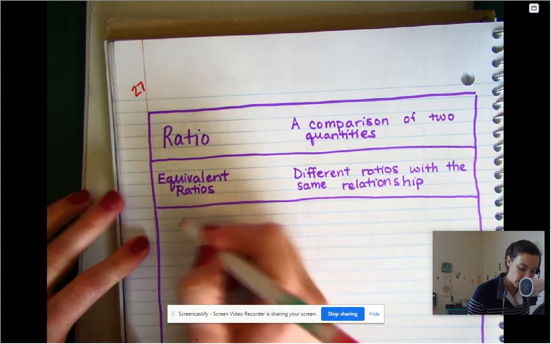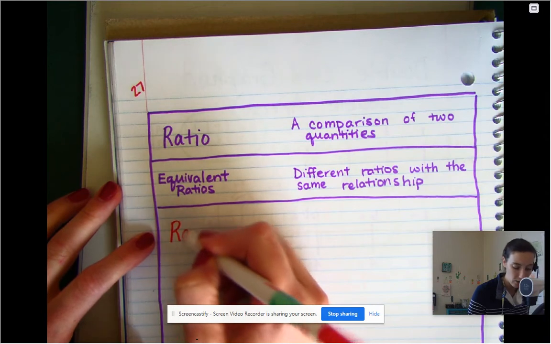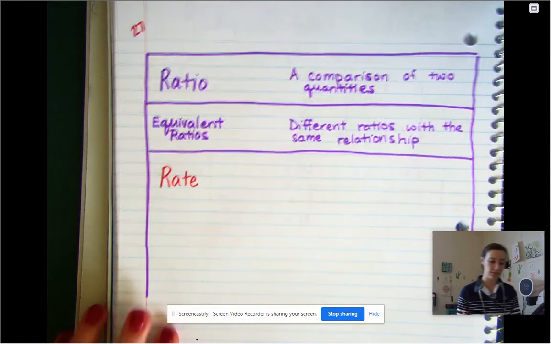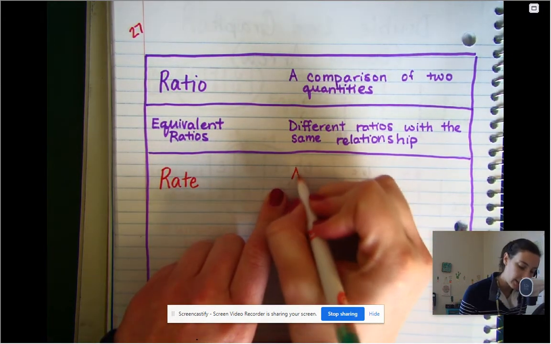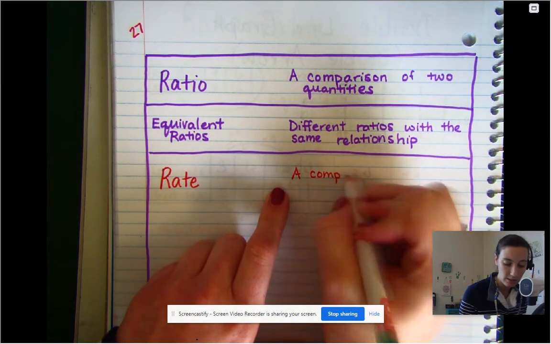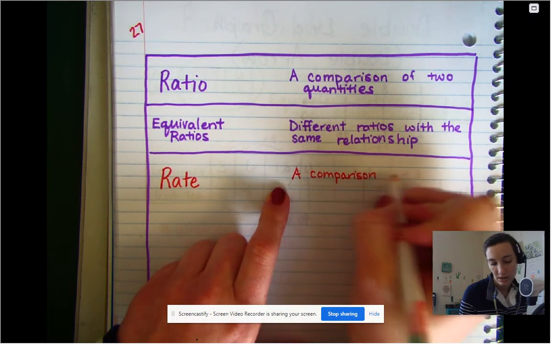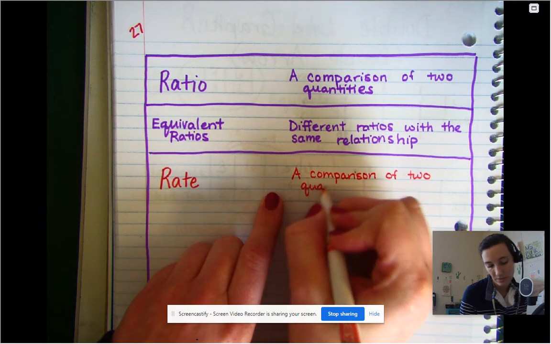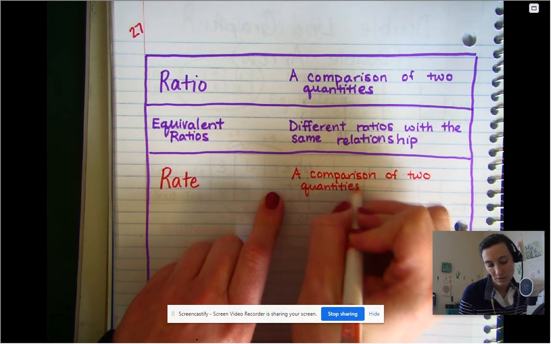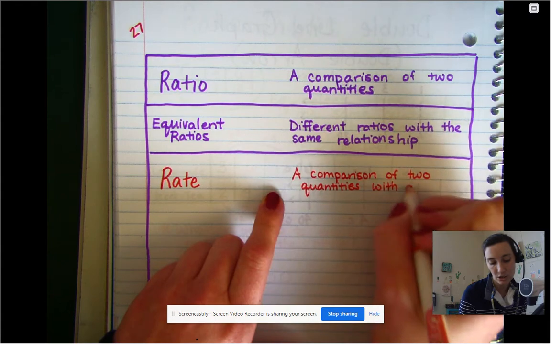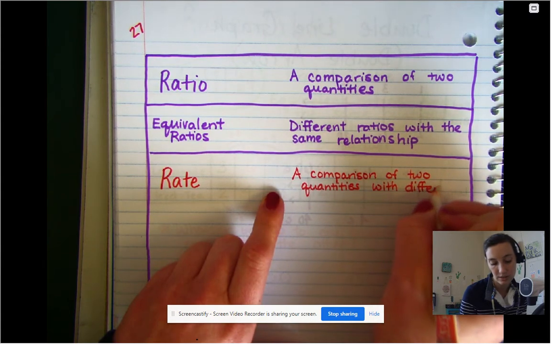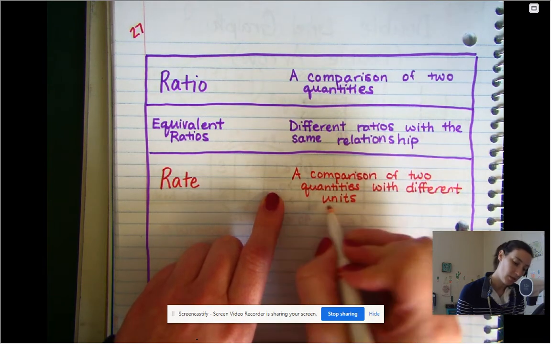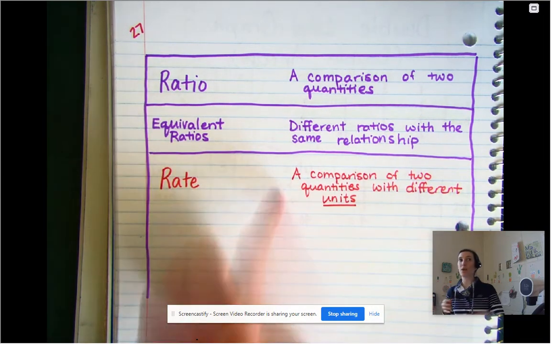So now let's talk today about a rate, which is very similar to a ratio, but it has an important difference. A rate is a comparison of two quantities with different units. What are units again? They're the way we measure.